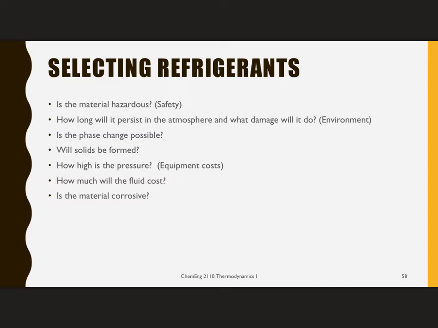How high is my pressure? That's going to affect the equipment cost. And is the fluid expensive? I'm going to have to make sure that it's fully charged with my refrigerant, and so is that going to be expensive? And is the material corrosive? Is it going to damage my equipment and start eroding and causing system damage over time? So these are some of the primary concerns.